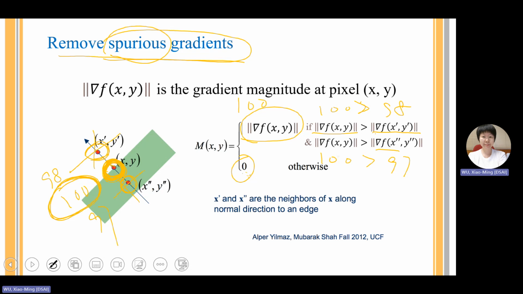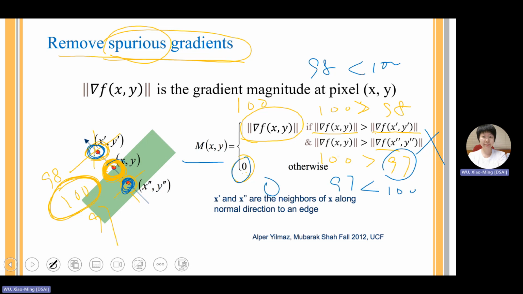Okay? However, for this pixel, because 97 is lower than 100, it doesn't satisfy this constraint. So its value will be set to 0. And similarly, for this point, because 98 is lower than 100, it's lower than its neighboring pixel. So its gradient value will also be set to 0. So that's how we do non-maximum suppression.